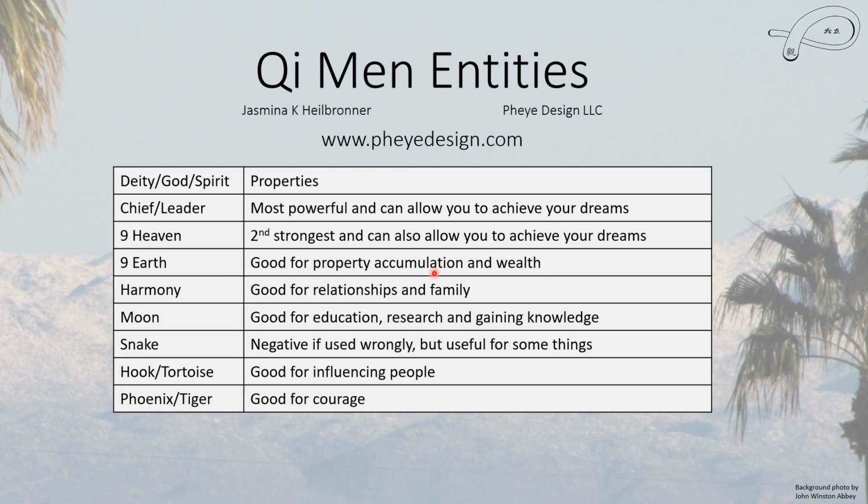Nine earth is actually good to be in if you're involved with any kind of money matters in general. It's good for property accumulation specifically. It's generally good for wealth, because when you accumulate property in general, you become more wealthy. Of course, you have to be careful. You can't overextend yourself, but this can really help. Harmony, pretty obviously, is good for relationships of all sorts, inside and outside the house, and it's good for family.